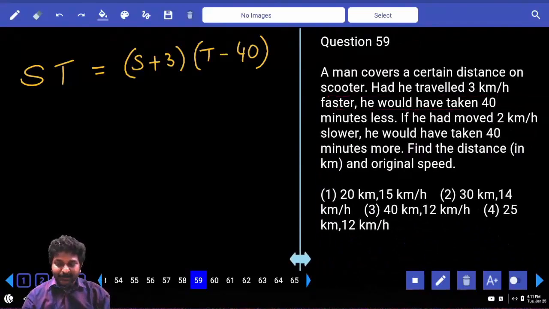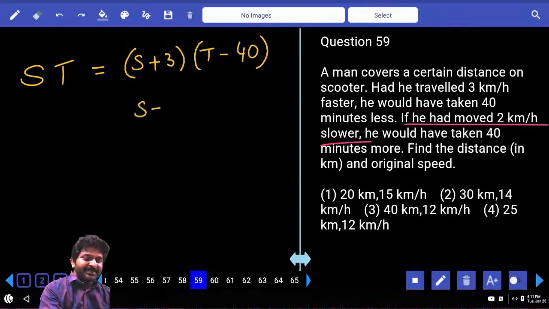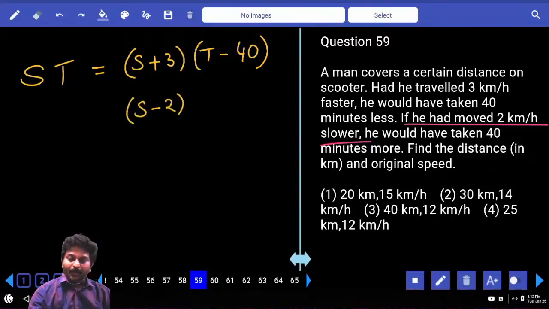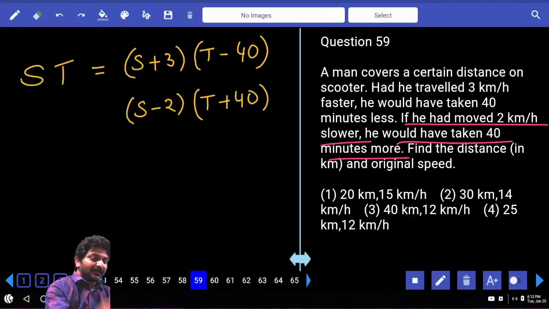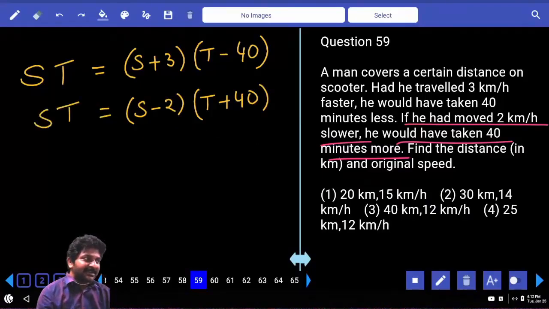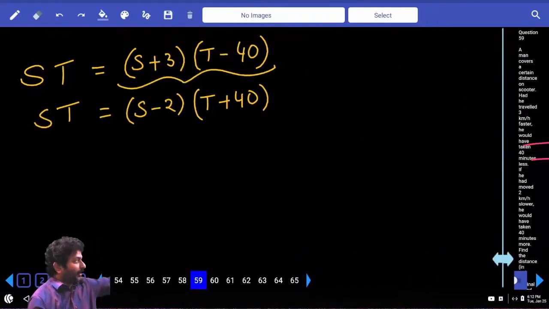Now what happened to speed? Had he moved 2 km/h slower, that means new speed becomes s minus 2. What happened to time? 40 minutes more, t plus 40. So speed into time, this is also distance only, hence this must also be equal to original distance. Right. Now if you expand this, what do you get? st minus 40s plus 3t minus 120.